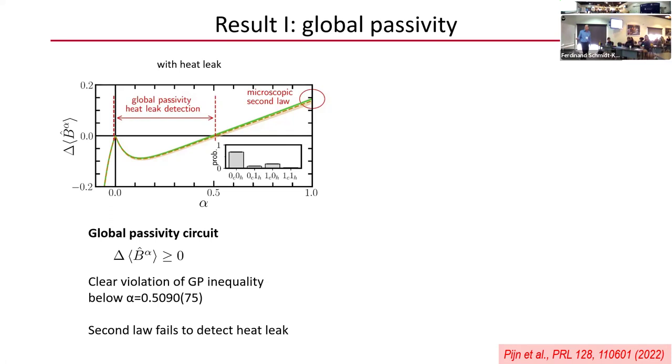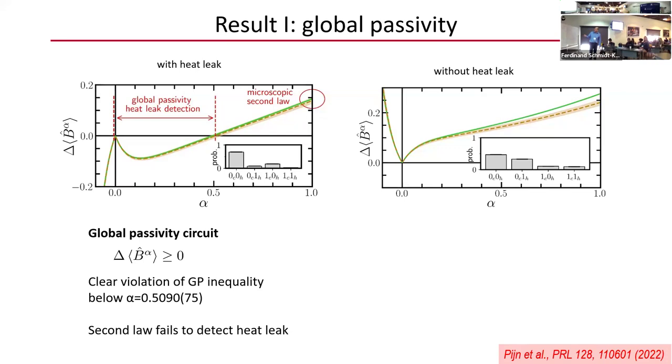And without heat leak, you see these are the probabilities, and then you have no region where you violate. Of course, you have no heat leak, so you have no violation. You have no heat leak to detect because there is none at the beginning.